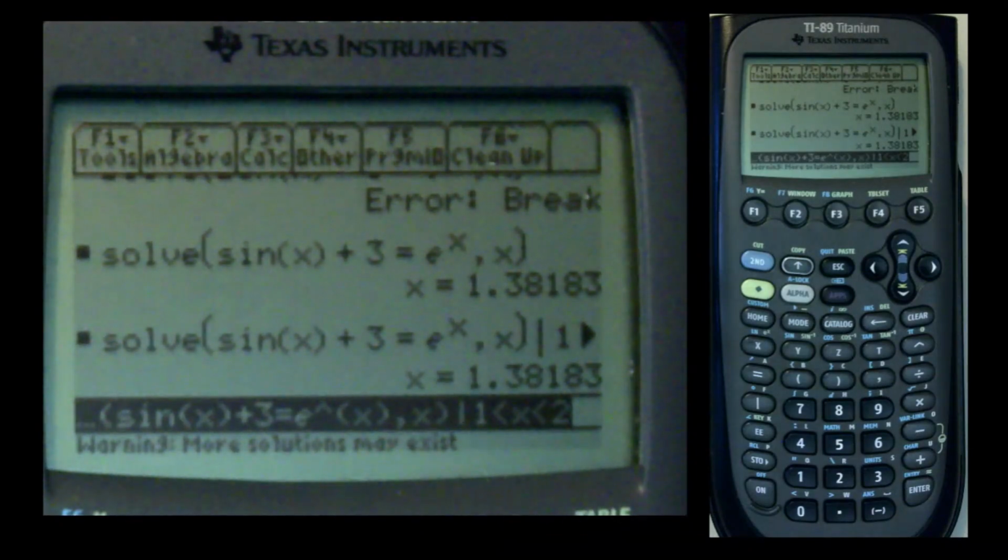So that is factoring, expanding, and solving equations, some of the algebra that this calculator is capable of, and that is all. See you in the next video.